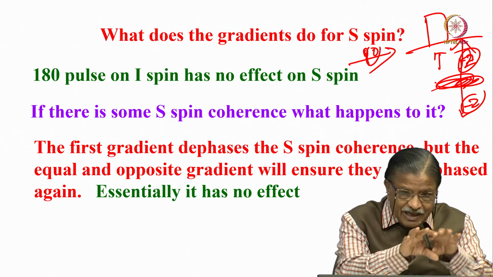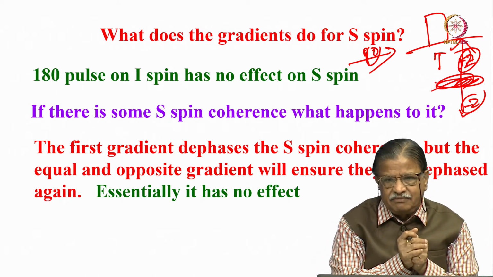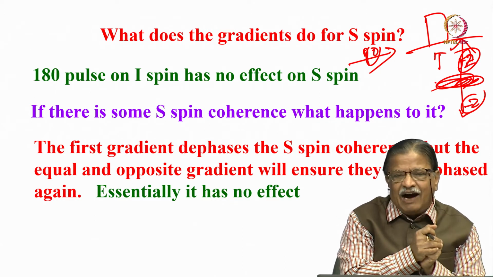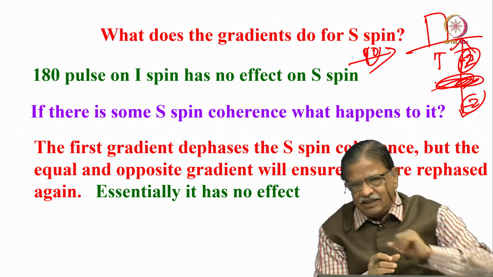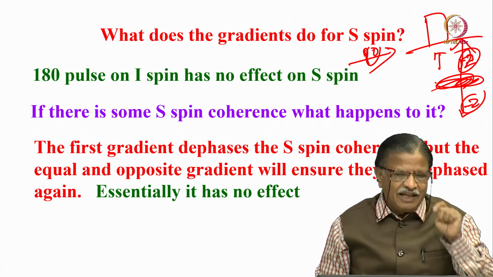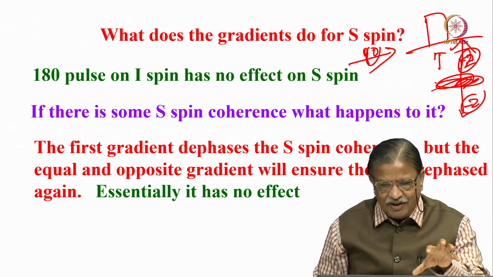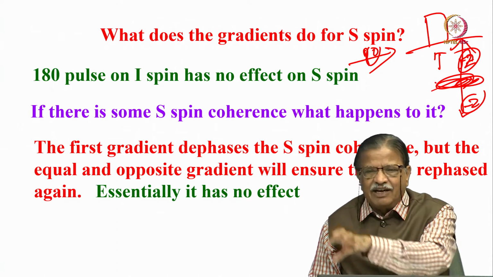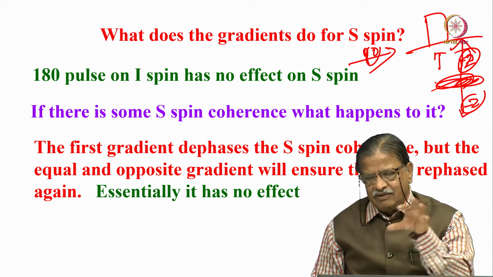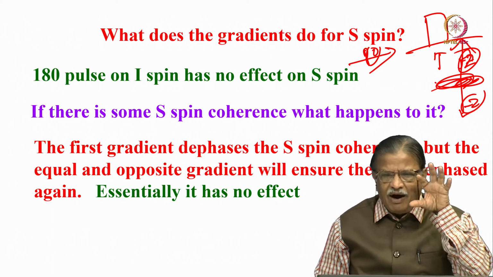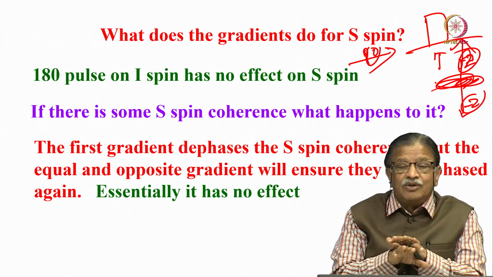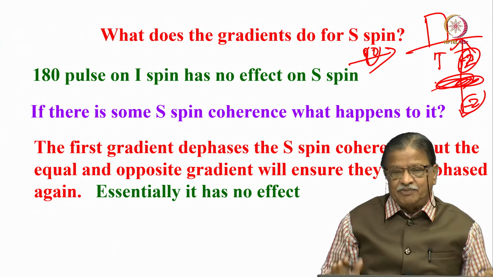So the gradient also dephases S spin magnetization. It will dephase S spin magnetization before the 180. But then after the 180, an equal and opposite gradient is applied. Then what is going to happen? That is what we understood. The dephasing will get rephased with the equal and opposite gradient, a gradient of equal duration and equal strength with opposite sign. Whatever is dephased will get rephased. And essentially, the gradient has no effect on S spin.